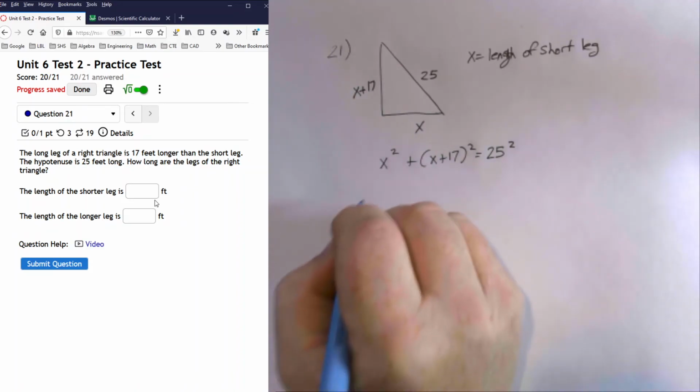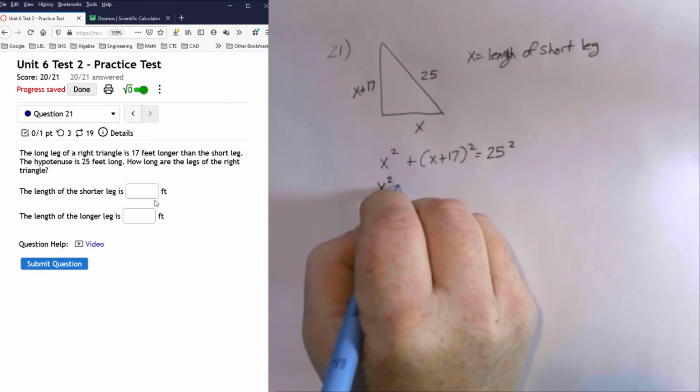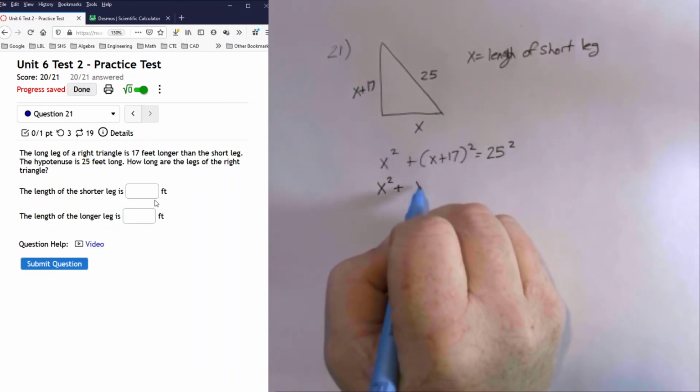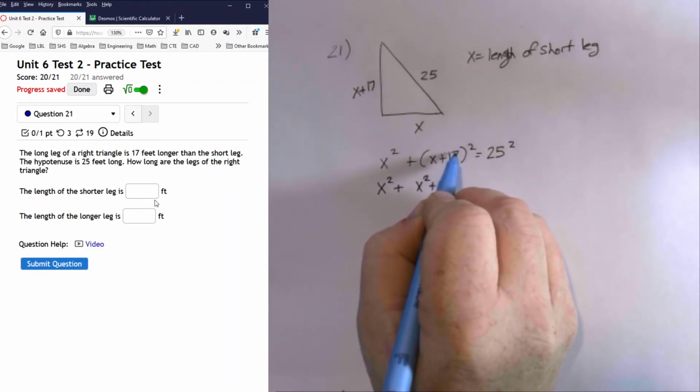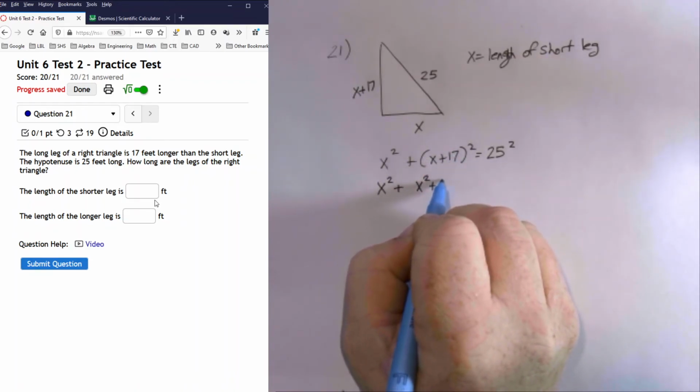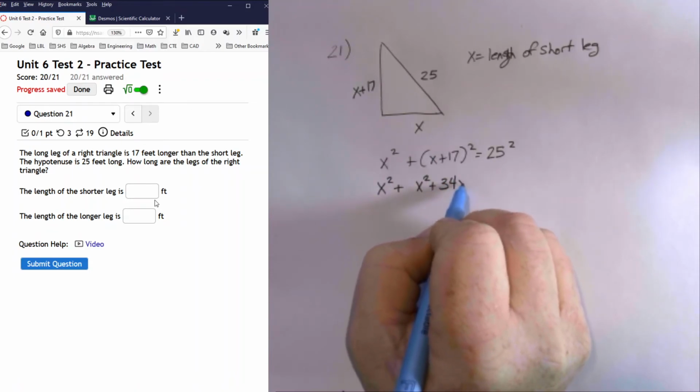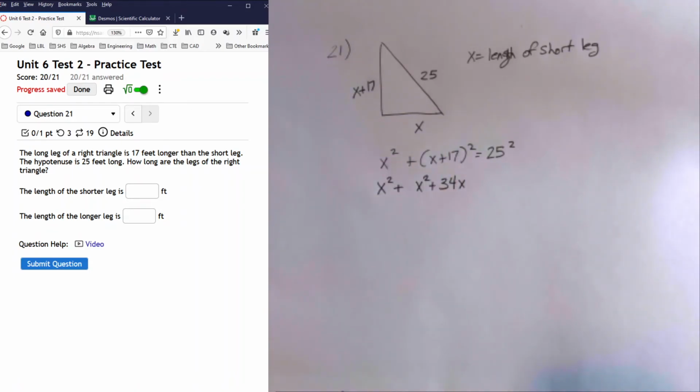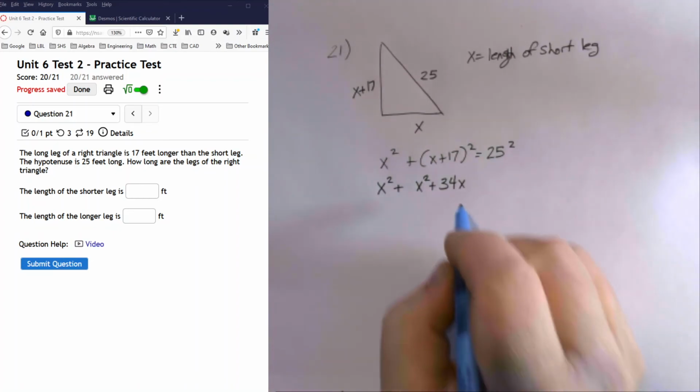Okay, so here we'll start working through this. We have x squared. This is going to be x squared. 17x times 2 is going to be 34x. And then 17 squared is, I don't know what that is, so I'm going to use a calculator to calculate that. And so that's 289.